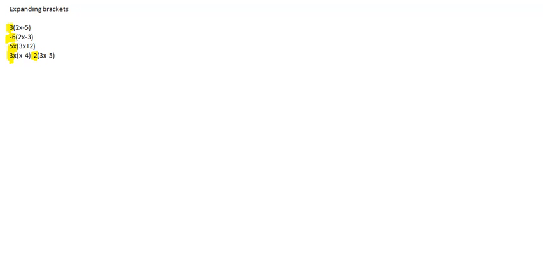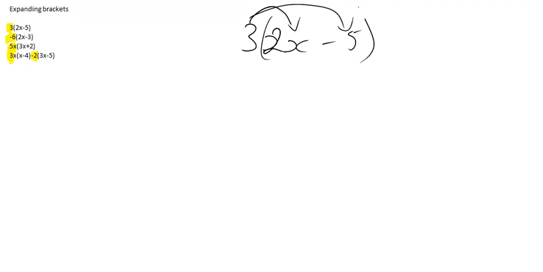So if I look at the first one, I've got 3 bracket 2x minus 5. So I'm going to multiply everything by the 3 that's on the outside. So 3 times 2x is 6x, and 3 times minus 5 is minus 15. So I've expanded that bracket.